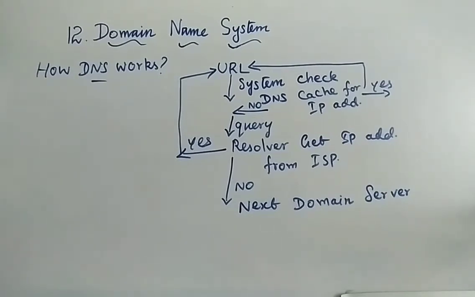If you do not get the answer, what is going to happen? Again it is going to search, and the query is passed to the next domain level. If the answer is found there, you will have the result. If you do not have the answer, again the query will be passed to the next domain server. Like that it will go on until it gets the correct IP address for the typed URL. Clear? This is the simple way I have explained how DNS works for you.